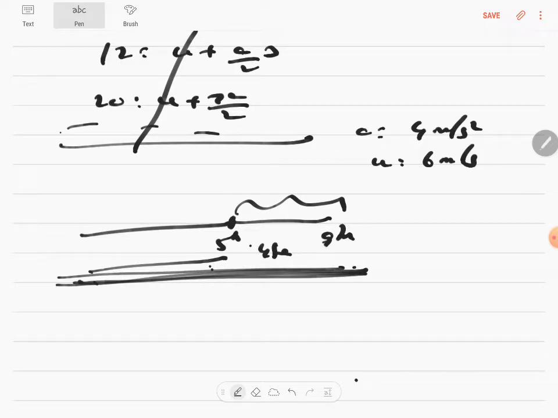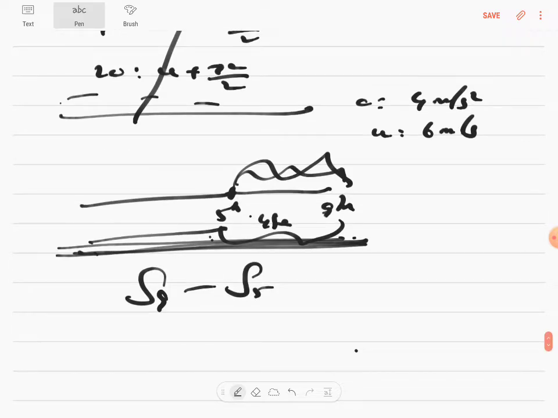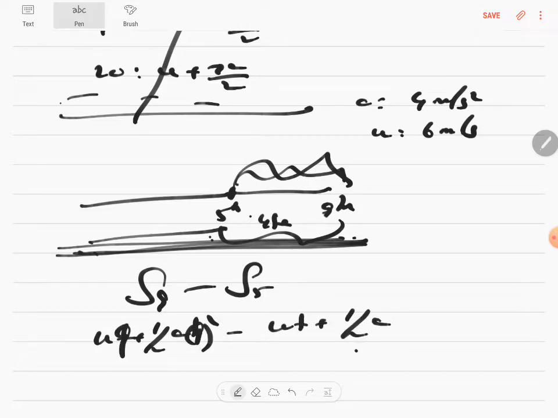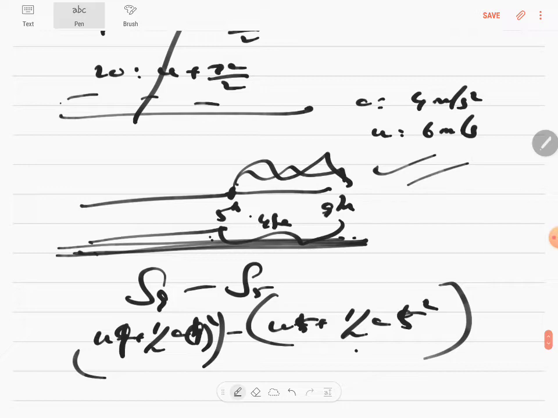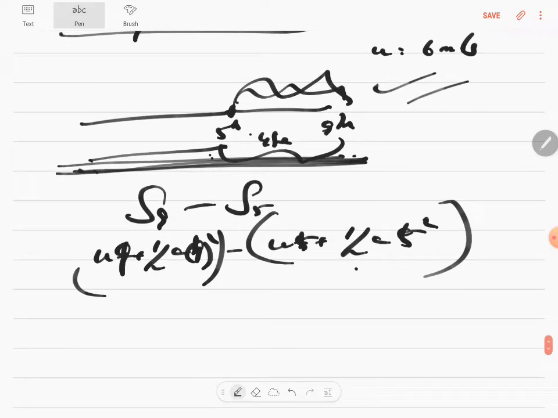Full 9th second, S9 minus S5, which is what will give you the distance travelled by him between the 5th second and the 9th second. That is 4 seconds after the 5 seconds. How much is he travelling? You understand? So it's ut plus half at square, where t is 9. This is also 9 square minus ut plus half at square, here t is 5. Put a bracket here, and you know what is u and a, substitute back, so you get the distance that you would have travelled in those 4 seconds.